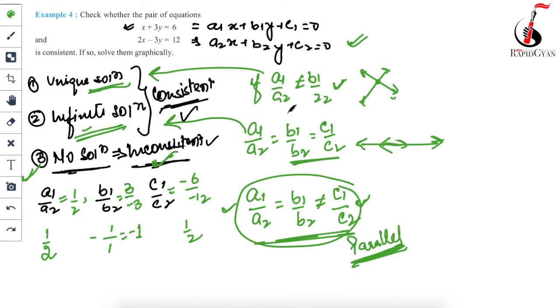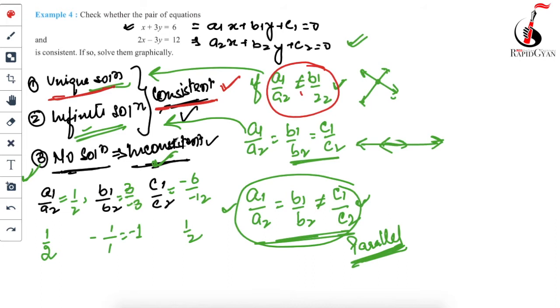Okay, beta. So in this case we can clearly see the value of a1 upon a2 and b1 upon b2. We can clearly see this is the first case, where a1 upon a2 is not equal to b1 upon b2. It means this is consistent. So first thing we will do, we will show that a1 upon a2 is not equal to b1 upon b2. It means the pair of linear equations is consistent, and in that consistency it has a unique solution. So now we are going to solve this graphically and find the unique solution.